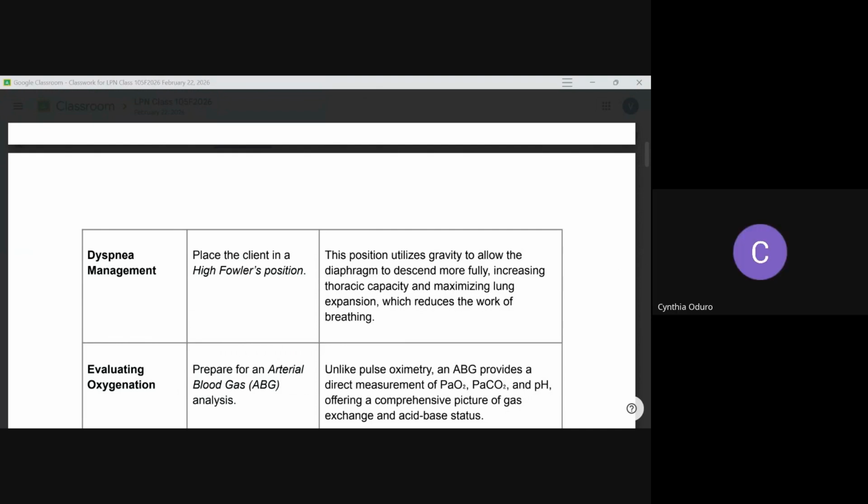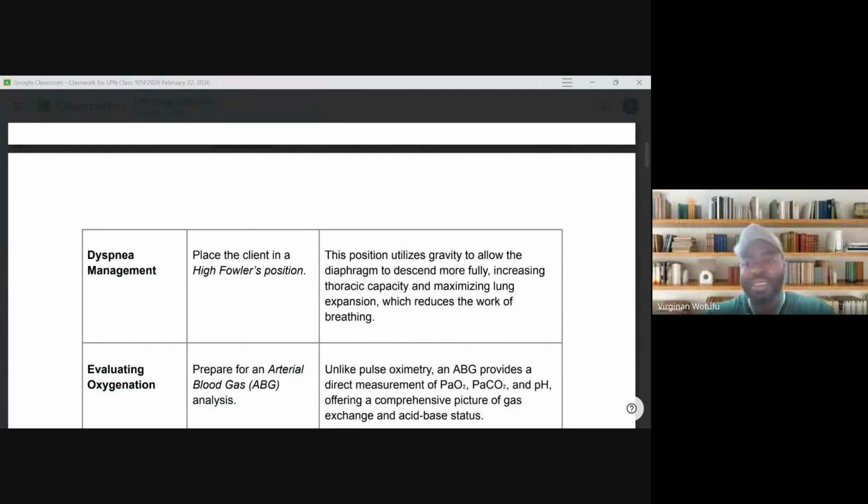Between 88 to 92. Sorry, it's usually below 95, I think. It should be between 88 and 95, I'm not sure. 88 to 92. Exactly. It's 88 to 92. So the goal is to keep or maintain the oxygen saturation rate at 88 to 92 in COPD patients. So that's what we have to watch for.